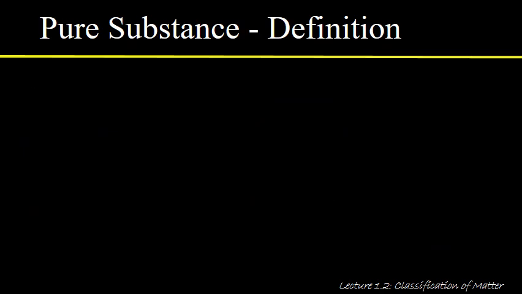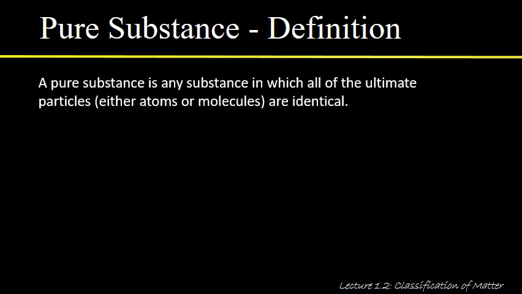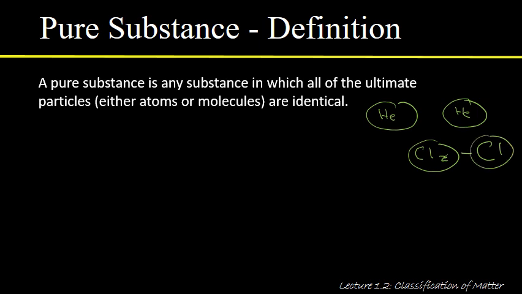Okay. So next I want to look at the difference between pure substances and mixtures. Okay? So a pure substance is any substance in which all of the ultimate particles are identical, right? Doesn't matter whether we're talking about atoms or molecules. If you have something like helium, then the ultimate particles are atoms. If you have something like chlorine, then the ultimate particles are molecules.